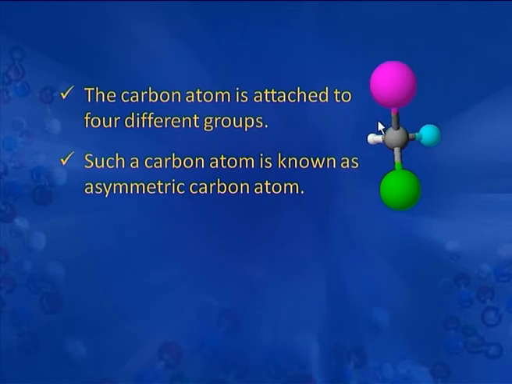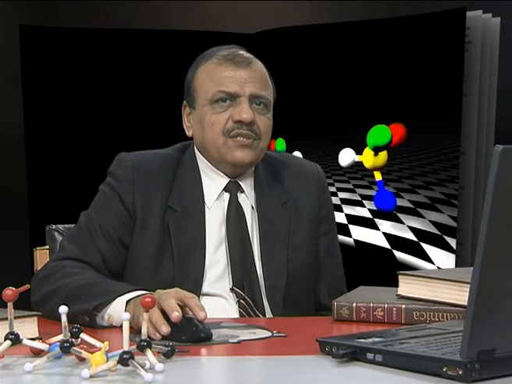It is this carbon which has got four groups attached to it and it is this arrangement that has given rise to the optical isomerism, or you can say stereochemistry in this molecule. So, this is also called a stereogenic center. This is another term which is used, stereogenic center, because it is this center due to which stereochemistry in this molecule is originating.